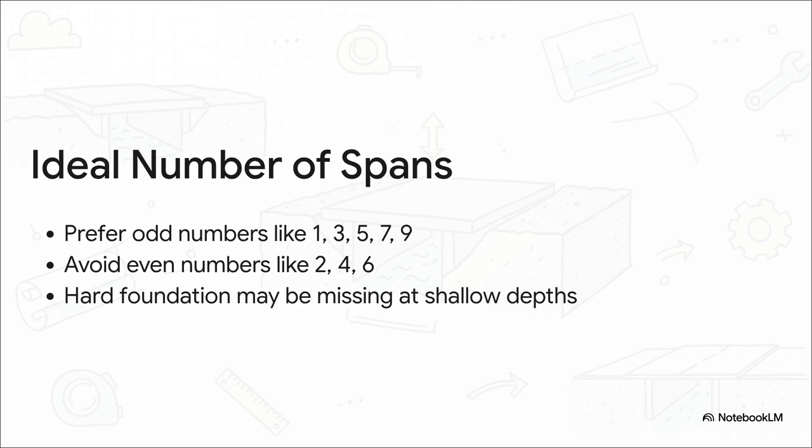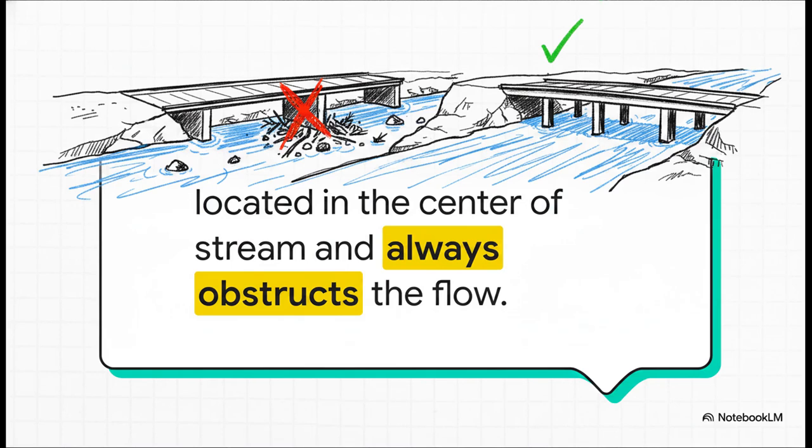The source documents also point out an important geotechnical reality, which is that when you're dealing with these smaller structures, you might not always find a nice, hard, rocky foundation at shallow depths. But going back to that span rule for a second, why the strict bias against even numbers? Well, it's exactly what this quote highlights.